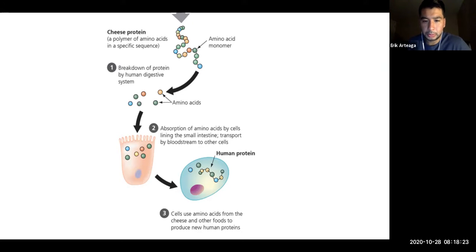Okay, so absorption of the amino acids occurs by cells lining the small intestine. So that is a primary start location of absorption. It transports to the bloodstream to other cells, right? So cells use amino acids from this cheese and other foods to produce new human proteins.